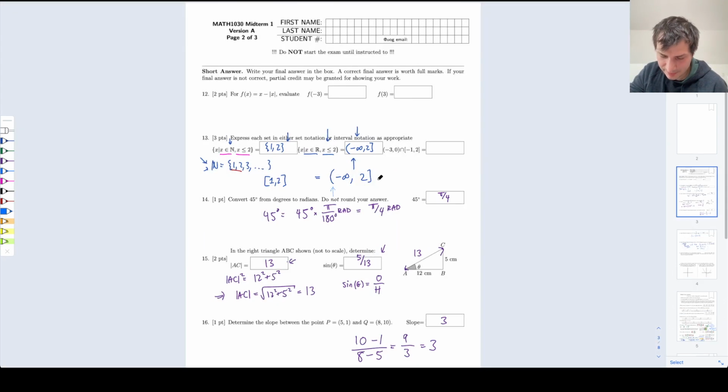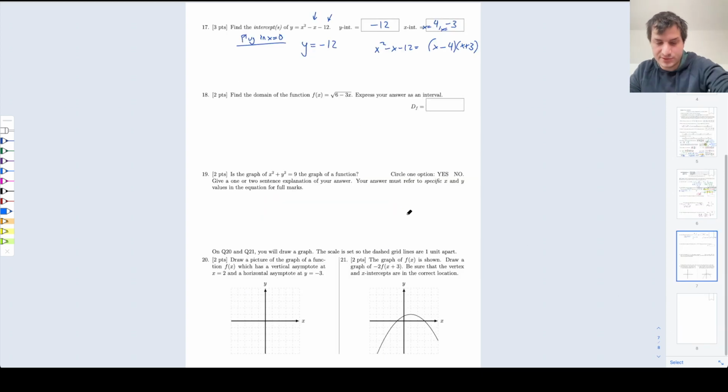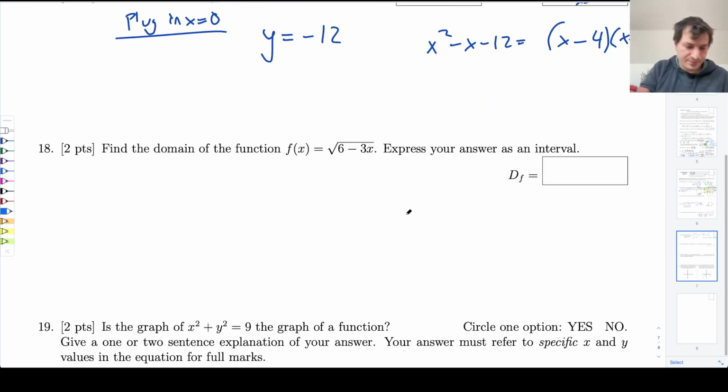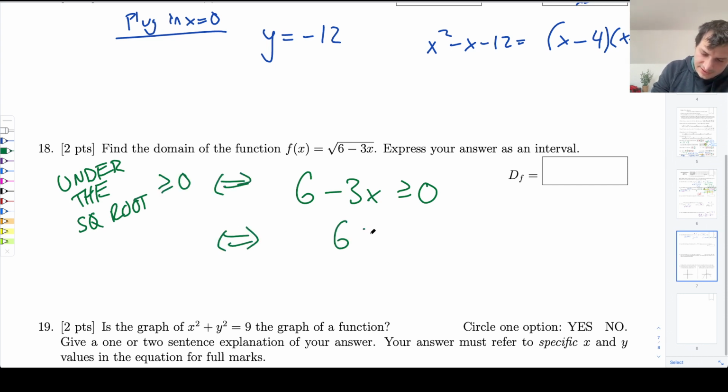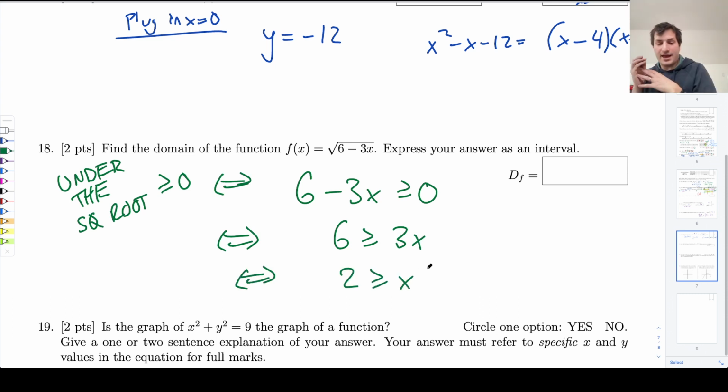The other version of the exam, I think, had a very similar question. It was 6 minus 3x. So if you do this, it's 6 minus 3x is greater than or equal to 0. Again, the stuff under the square root has to be greater than or equal to 0. And that means that 6 is bigger than 3x, also known as 2 is bigger than x. And if 2 is bigger than x, x is less than or equal to 2, that's the interval from minus infinity to 2. Okay.